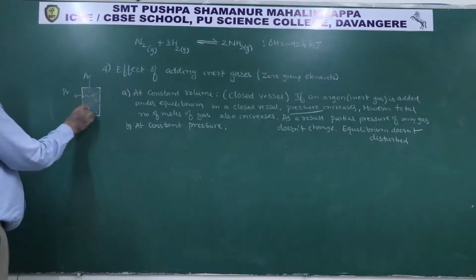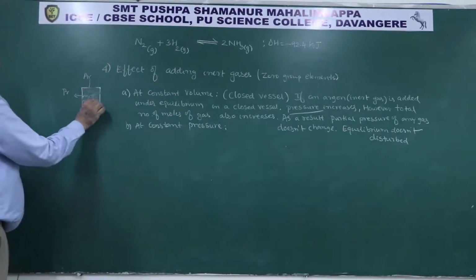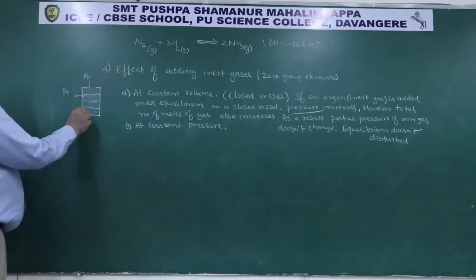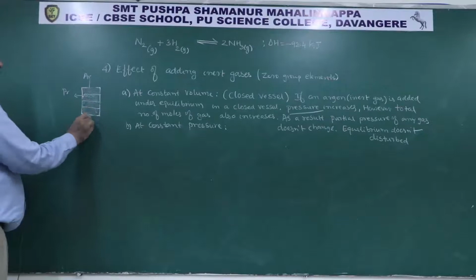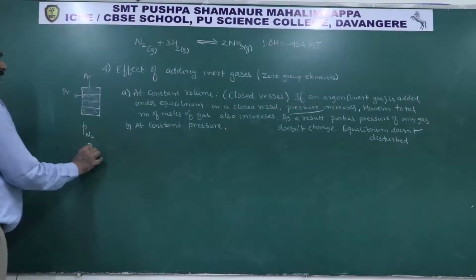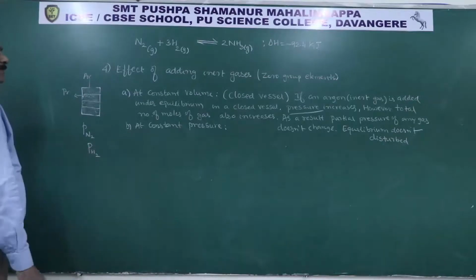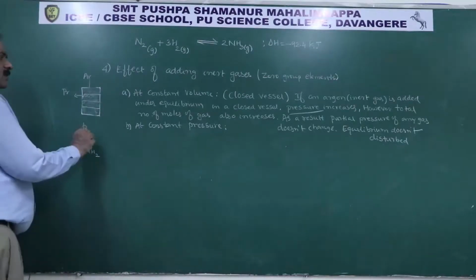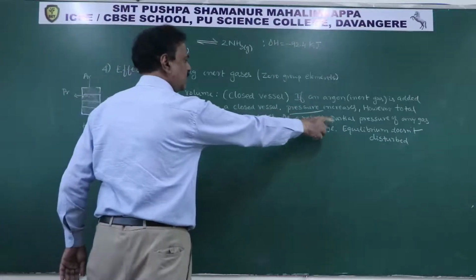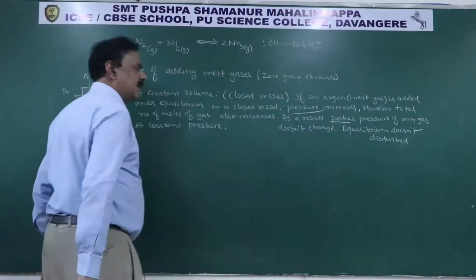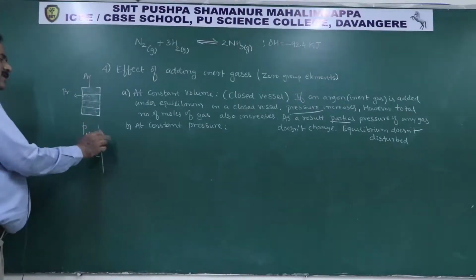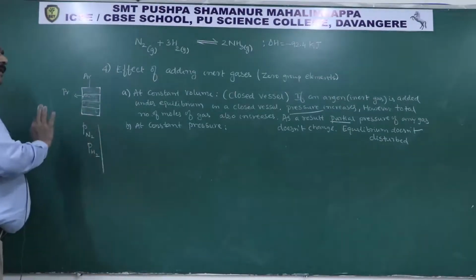Number of moles of gas. Suppose 1 mole of nitrogen, 3 moles of hydrogen, and some moles of argon will be increased. As a result, the partial pressure of nitrogen, hydrogen, or argon does not change. The partial pressure of the system remains constant, and hence the equilibrium is not disturbed.